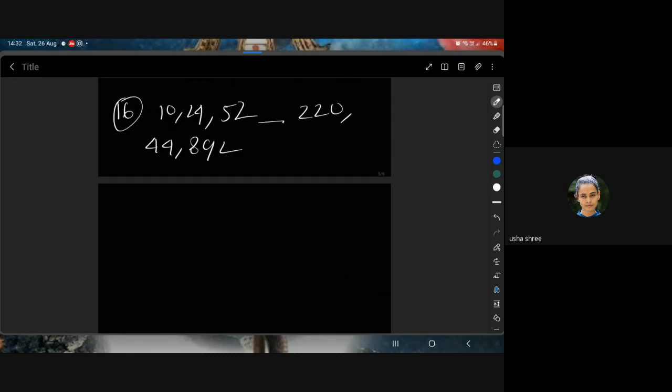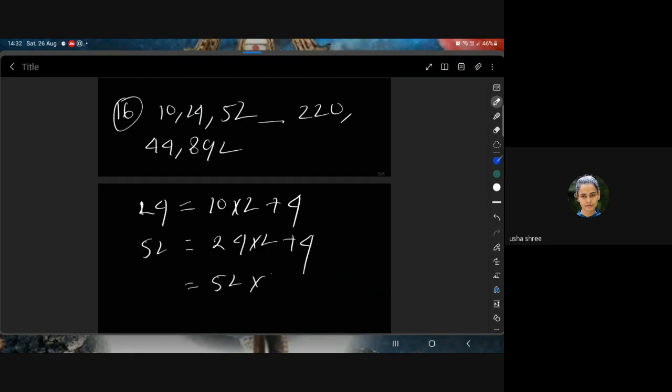108 is the answer, because the series follows this pattern. So 10 into 10. You are creating 24 using 10, right? So 10 into 2 plus 4. Then 52, you are creating by 24 into 2 plus 4. Then the next will be 52 into 2 plus 4, which is 104 plus 4, 108. Okay? Understood?